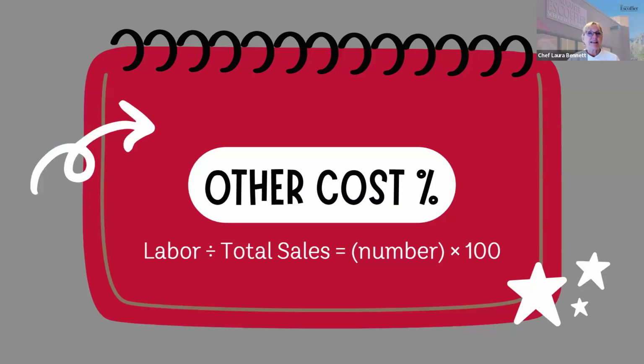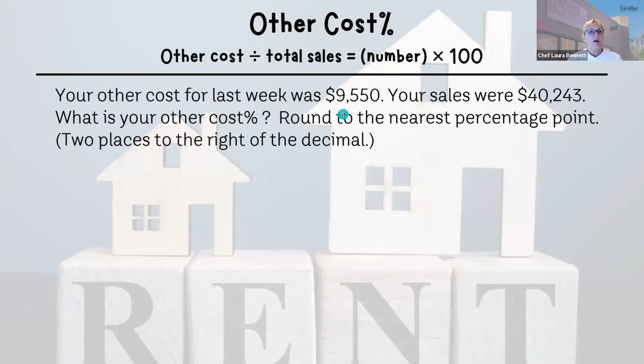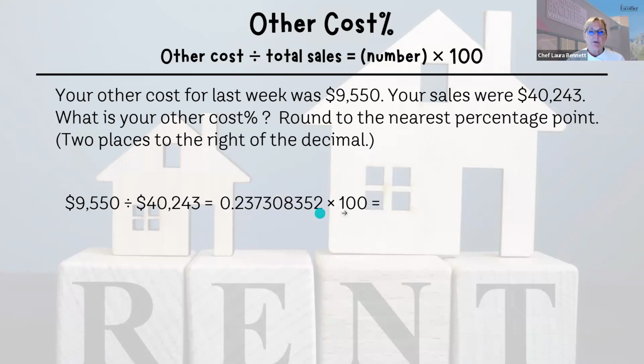All right, other costs, again, same exact formula. So our other cost you can see is $9,550. Our sales, $40,243. Cost divided by sales, decimal number times 100 gives us our percentage, rounding to the nearest percentage point.